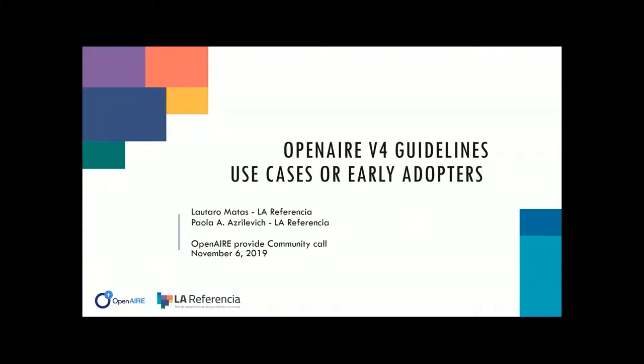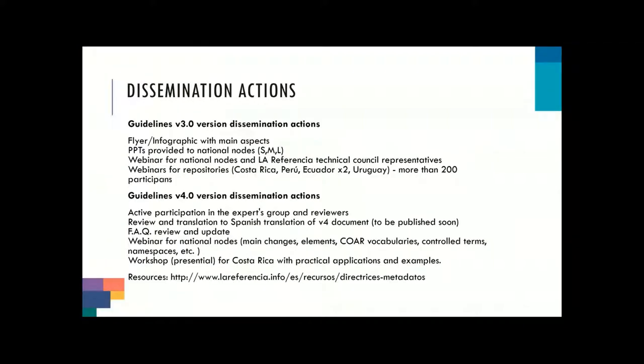Okay, thank you all. I will not present exactly a use case, but the actions that we are taking regarding guidelines version 4. I will talk about what we have done in guidelines 3. We had some infographics with the main aspects and provided that information to the nodes. As you may know, we have a national node structure, so we do dissemination to the national nodes, and then the national nodes repeat the same actions to the repositories. So we have provided webinars for national nodes and the La Referencia Technical Council representatives, and also webinars directly to the repositories in some countries.